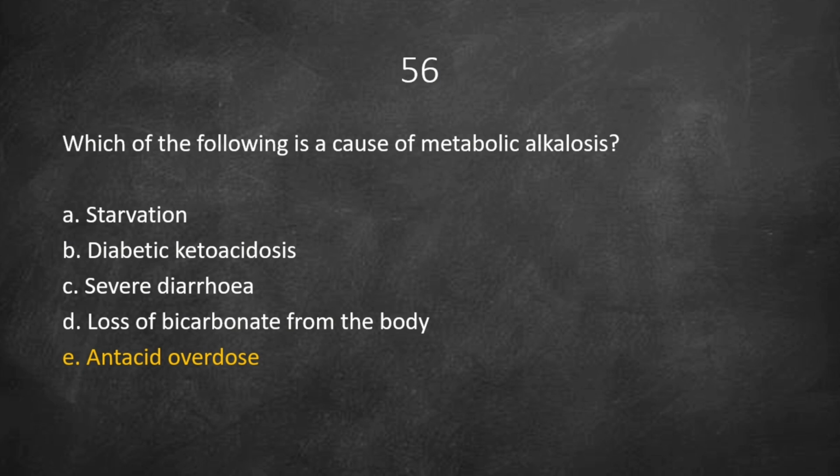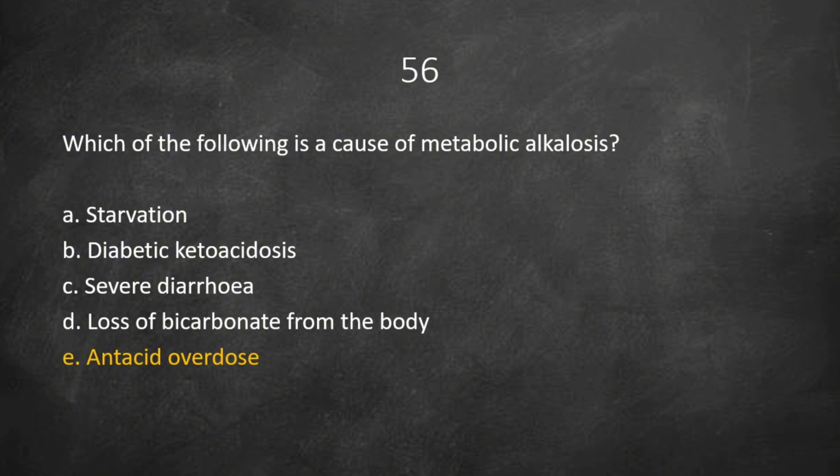Then in diabetic ketoacidosis, that's option B, it also leads to a decrease in pH because of the ketone bodies. Then severe diarrhea will also lead to metabolic acidosis because of the loss of bicarbonate. When you lose more bicarbonate, it reduces the buffering capacity of the blood, so the pH will actually drop.